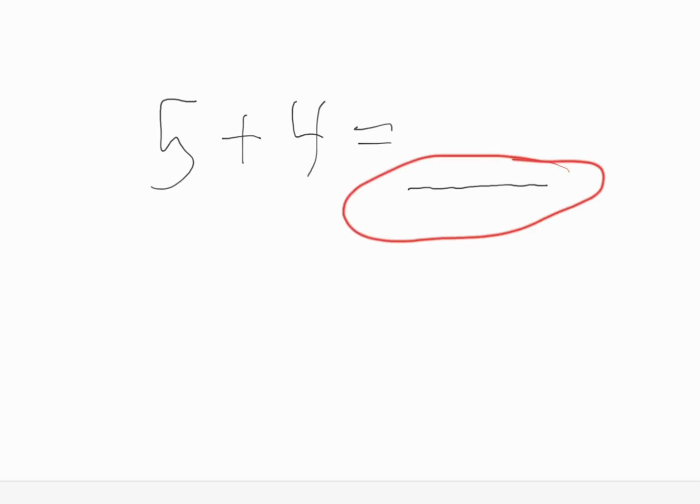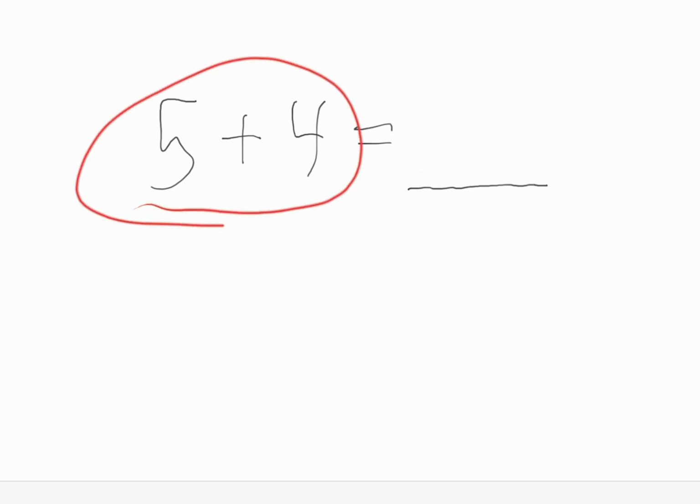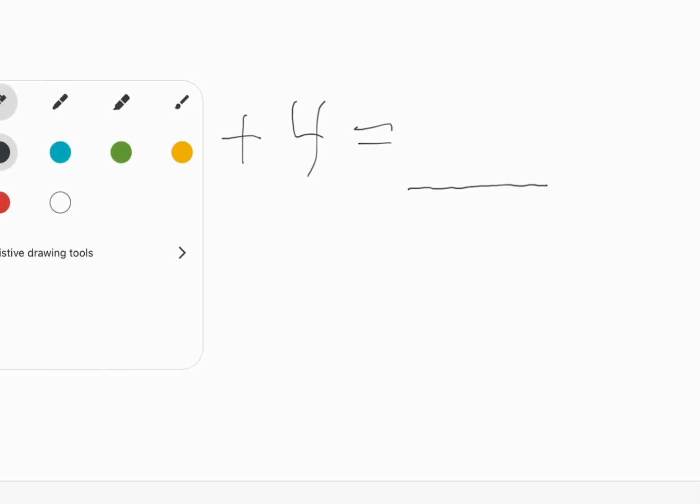So if you have 5 plus 4 equals, and then we have this line. This line is a variable. It represents the value that we don't know until we do the math. So what does this line equal? This line equals 9.